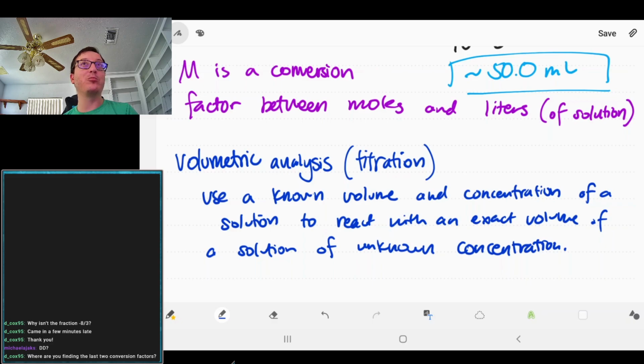So it's a very practical method. It's absolutely used all the time in real life. Forensic chemistry.